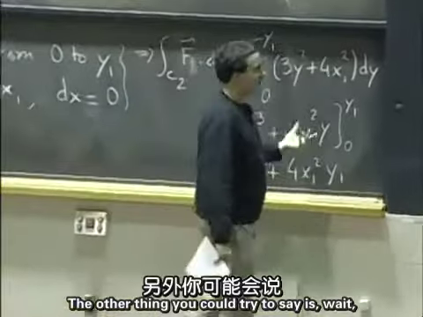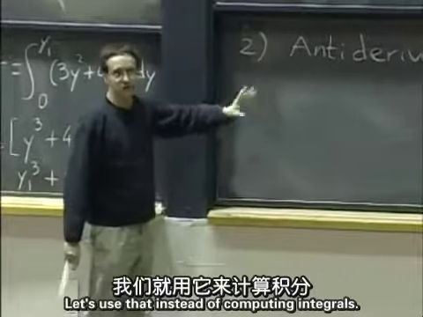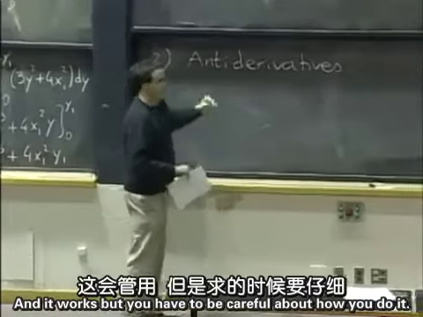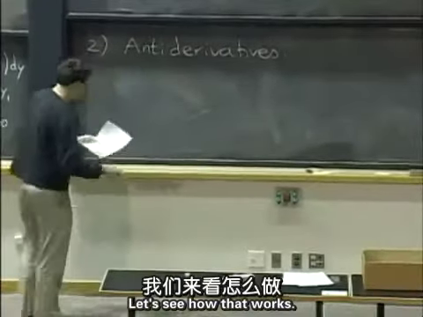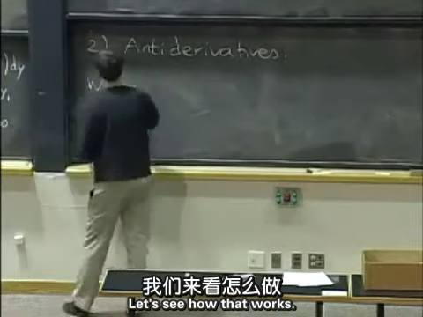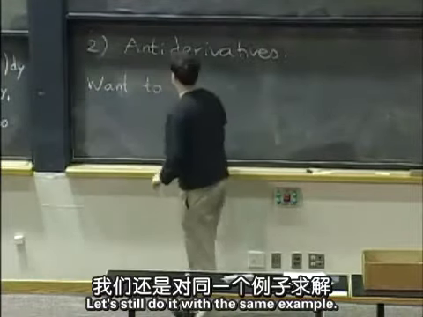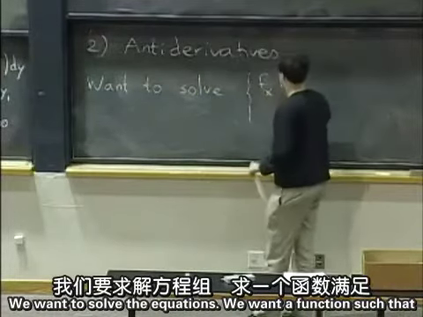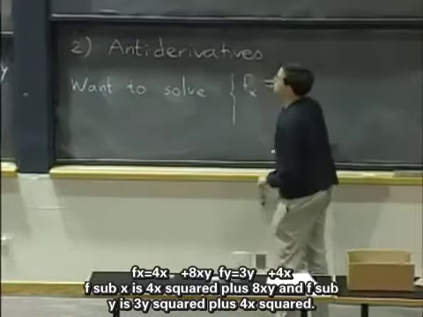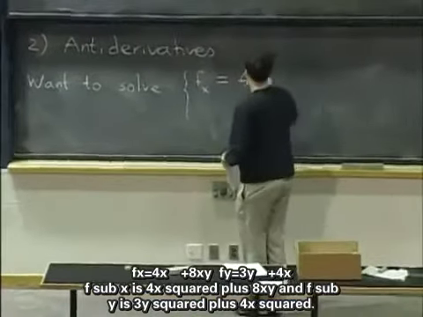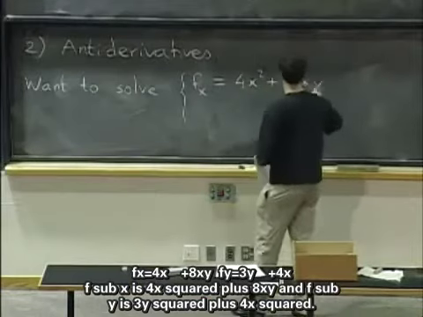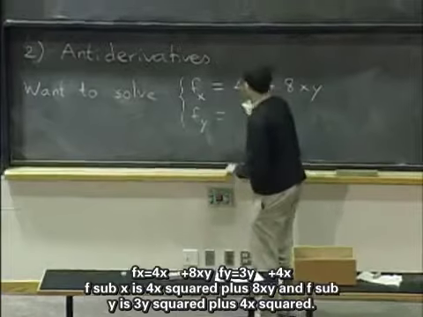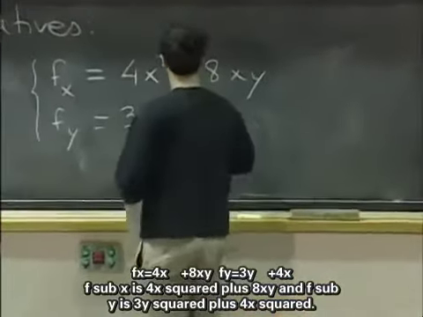The other thing you could try to say is, wait, I already know how to take antiderivatives. Let's use that instead of computing integrals. And it works, but you have to be careful about how you do it. So let's see how that works. Okay, so let's still do it with the same example. So we want to solve the equations. We want a function such that f sub x is 4x squared plus 8xy, and f sub y is 3y squared plus 4x squared.